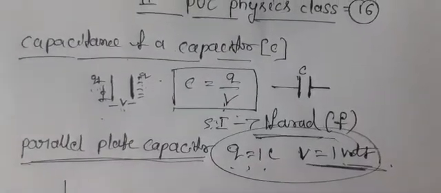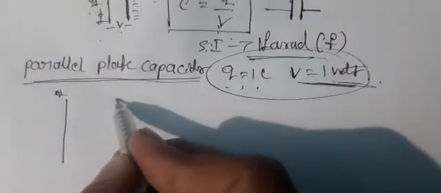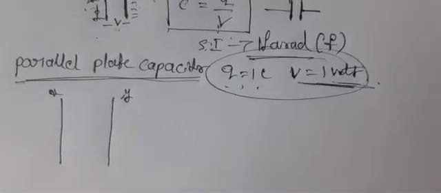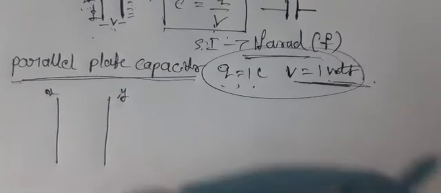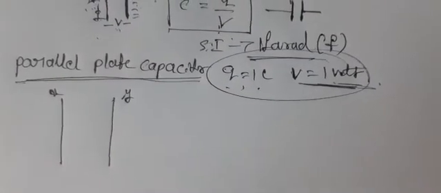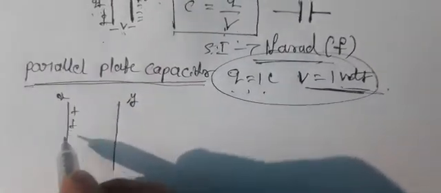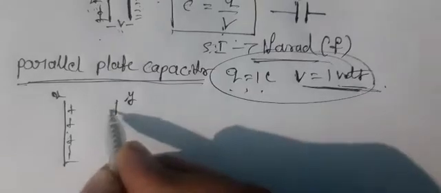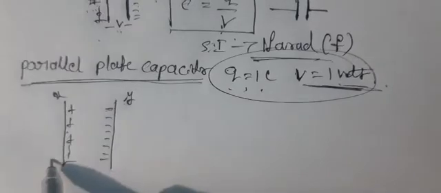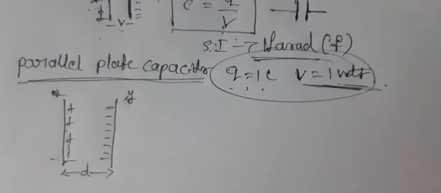The first one is the metal plate X. The other parallel plate is Y. X and Y are the two parallel plates, two metal plates, with their directions parallel to each other. The X metal plate consists of positive charges, and the Y conductor consists of negative charges. The distance between these two conductors is small d.